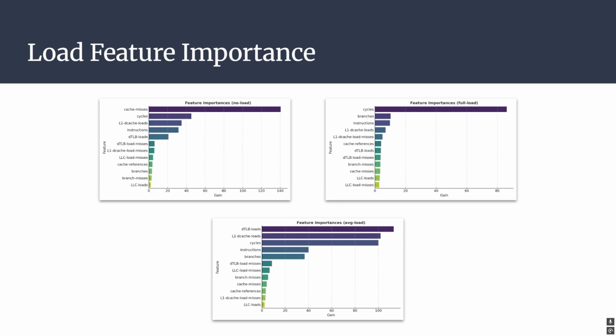On full load, cycles, instructions, and L1 Dcache loads are prominent. These reflect system-wide strain, and the model uses them to detect abnormal execution despite background pressure. This adaptive shift shows that the model doesn't just memorize patterns. It reweighs relevant hardware signals dynamically depending on noisy conditions.